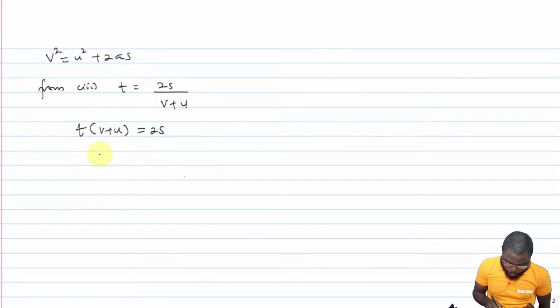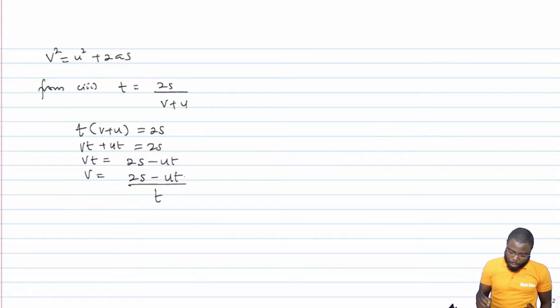So from here I have vt plus ut equals 2s. From there you have vt equals 2s minus ut. Then for your v, if you divide both sides by t, you have v equals 2s minus ut all over t.